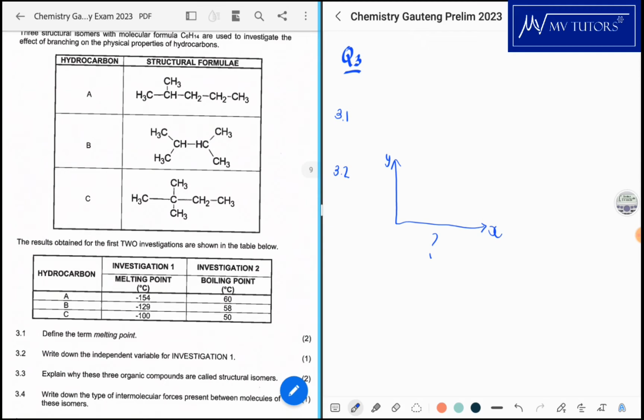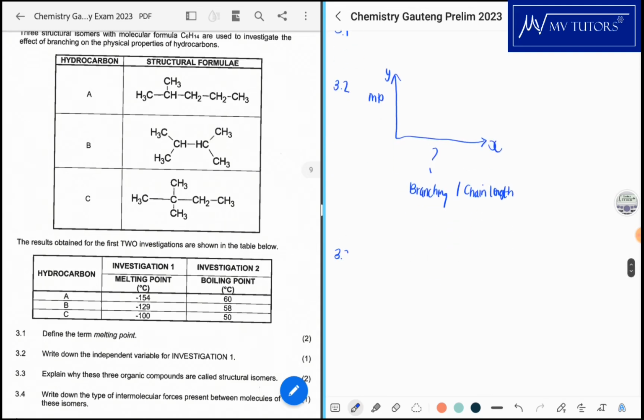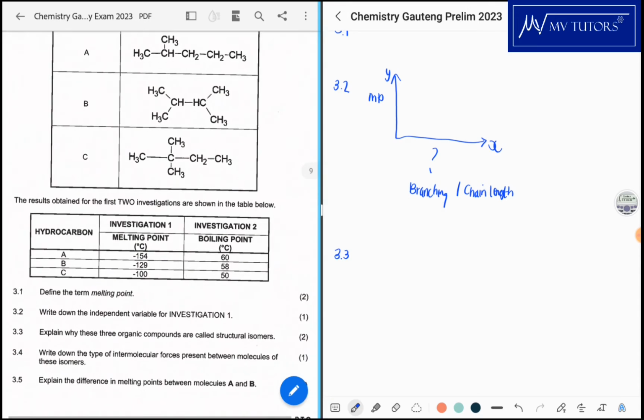All right, so I would say on the independent variable, I would put branching. Or maybe we could even look at chain length, because the more branches there are, the less the chain length will be. Whereas your dependent variable would be melting point, because that is for investigation 1. Anyway, they just wanted the independent variable, so I would say branching or chain length.